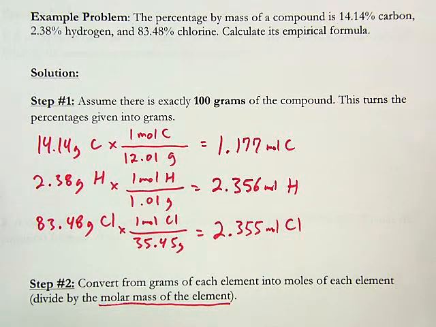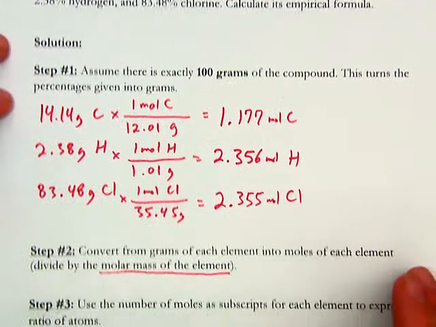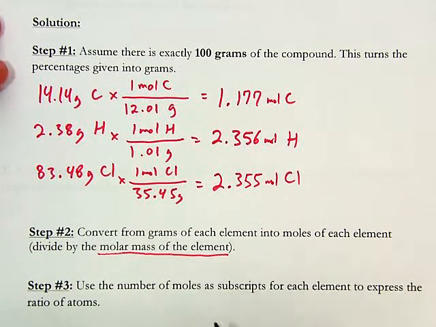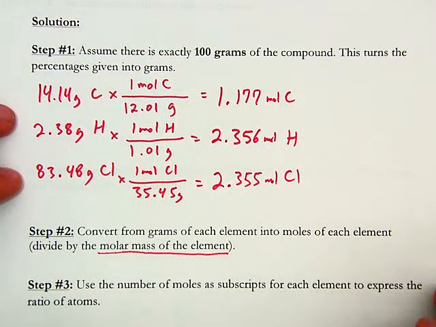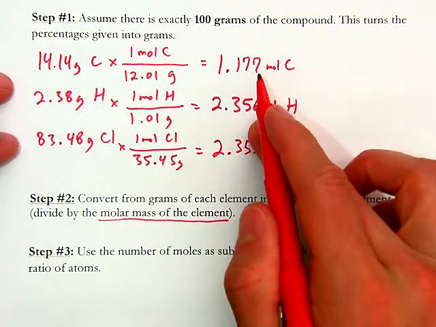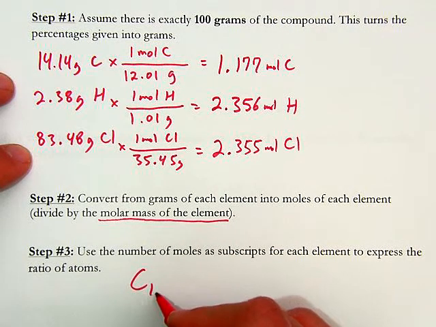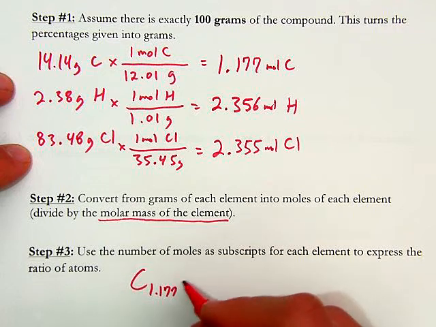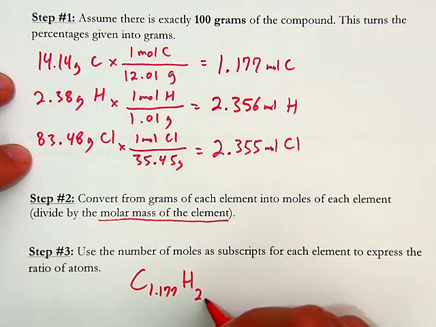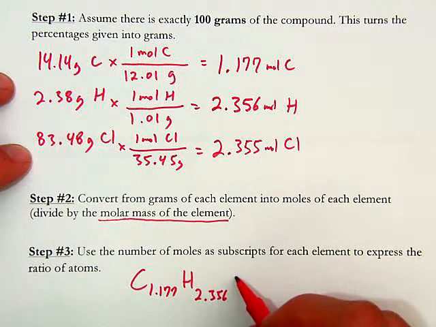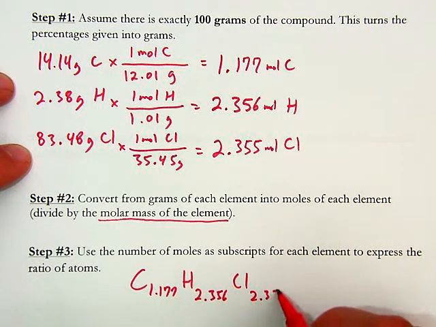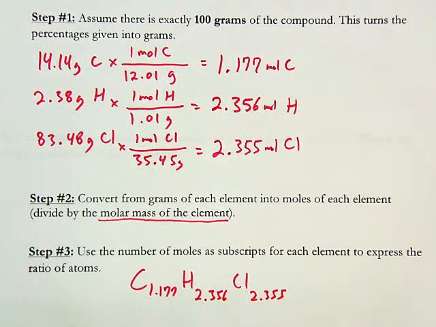Now it says the next step is to use the numbers as subscripts for each element to express the ratio of atoms. So if I put these as subscripts, if I was writing a chemical formula, I have C1.177, H2.356, and Cl2.355, right? Now you should recognize this is not how it goes, right? We never have these decimal points. We always have integers in terms of how many of each element we have.